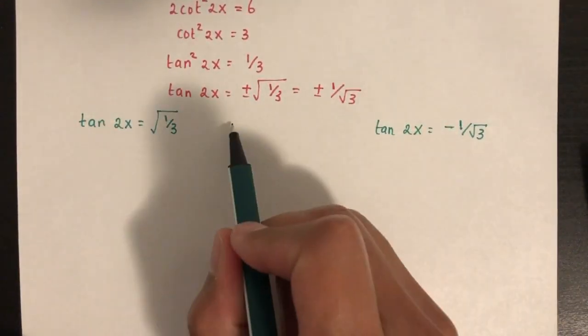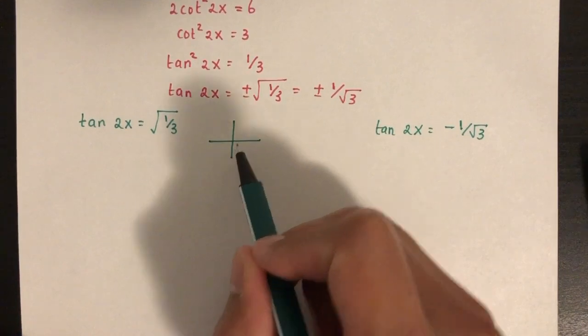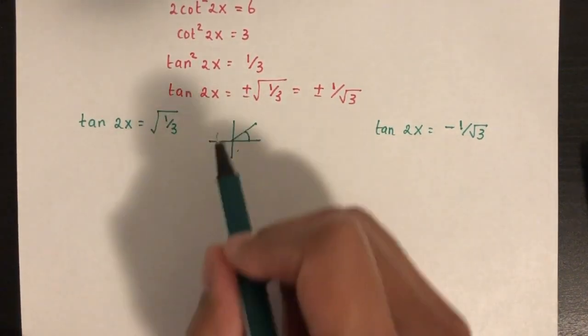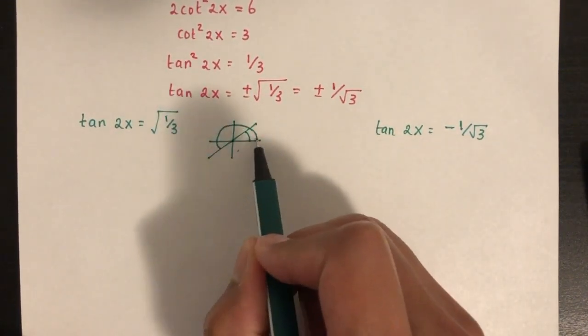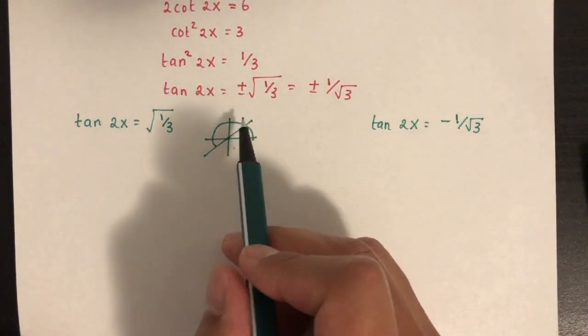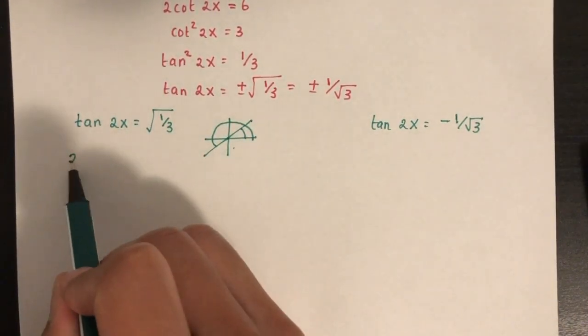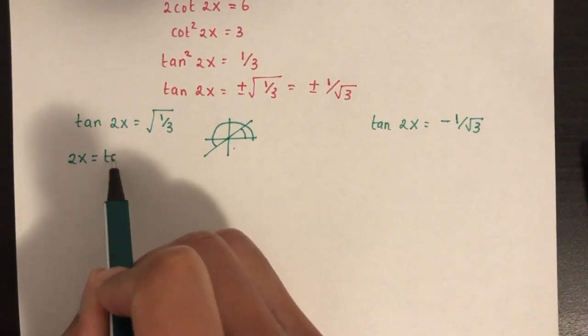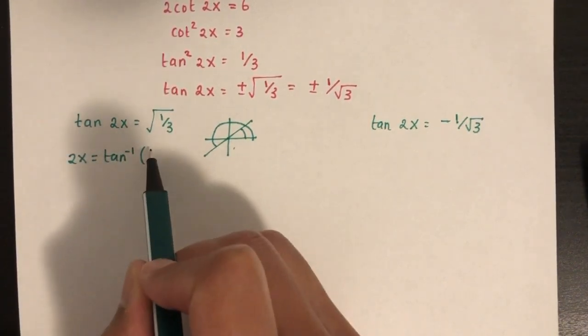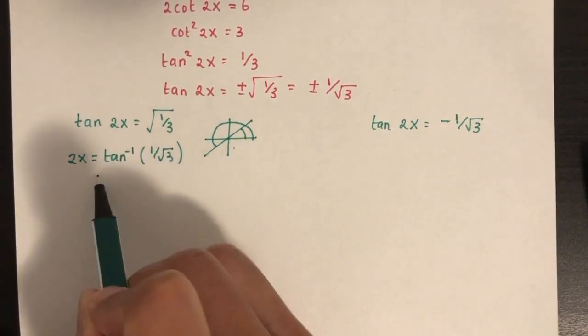So here it is positive. So for tan, it is positive. We have the values here, and the value is here. ASTC, right? Now 2x will be tan inverse of this value, 1 over root 3.